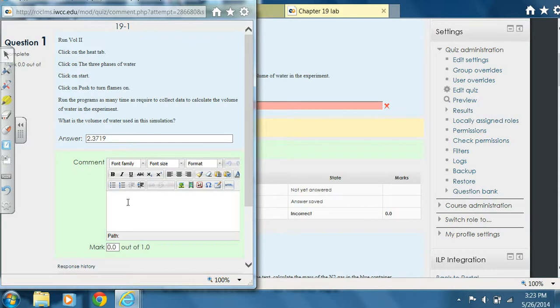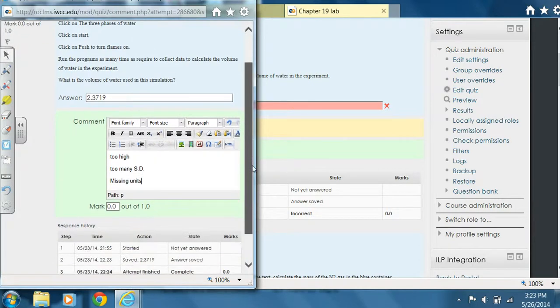So I'll put too high, and maybe I'll spell too right, maybe I won't. Too many significant digits, and he may or may not know what that means. And then missing units. This is a physics class. If he had the volume there, and notice another thing interesting about this problem.